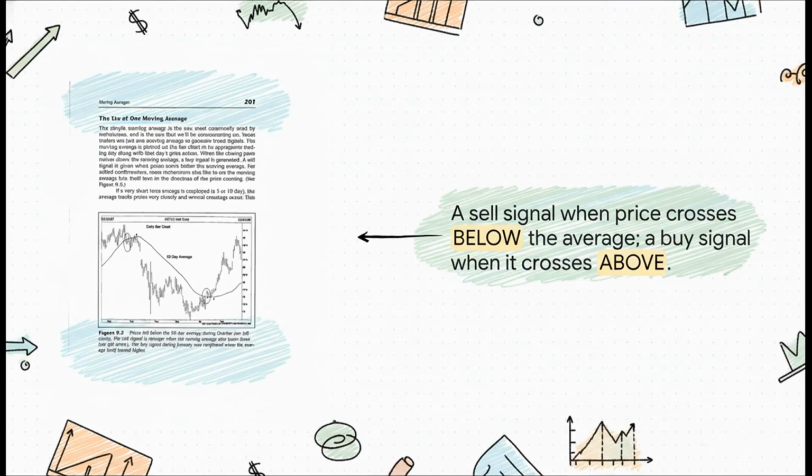Take a look at this chart. When the price bars cross below the 50-day average, that's seen as a sell signal. And when the price climbs back above that line, hey, that's a buy signal. It's about as simple a rule for following a trend as you can get.